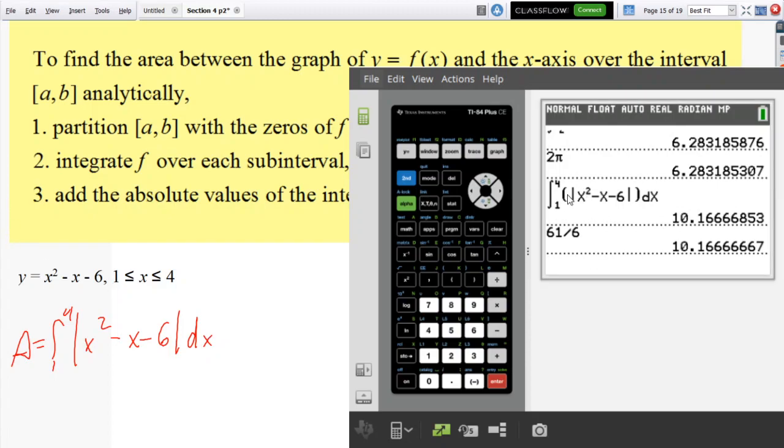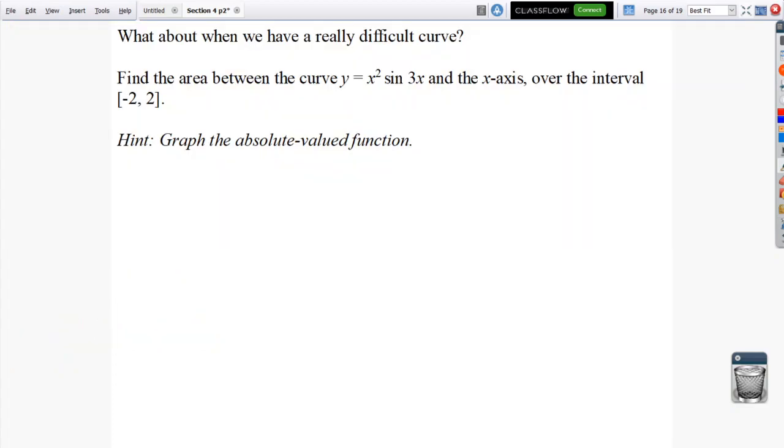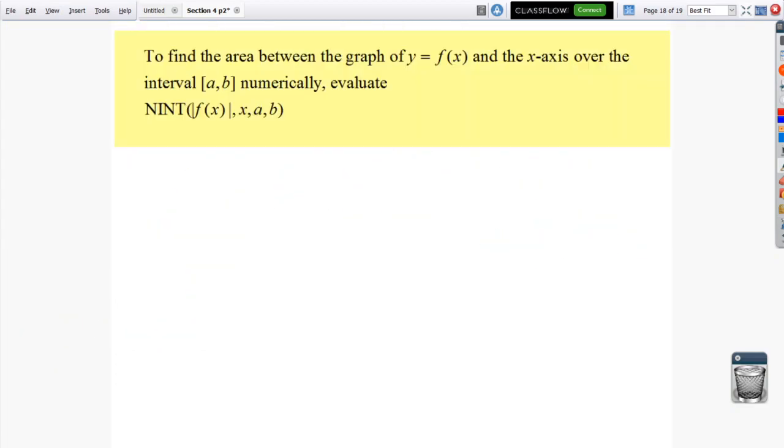If you can just do the integral over the entire interval of the absolute value of the function, you can get the same answer. The shady part about that is you have to use your calculator in order to do it that way. Again, our idea is we want to do it without a calculator. So here's the strategy if you have a calculator at your disposal: just the numerical integral of the absolute value of the function from a to b.